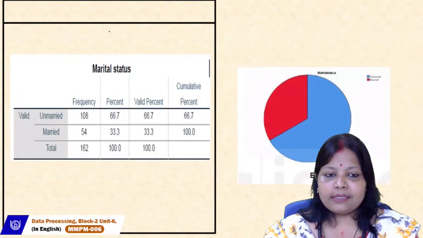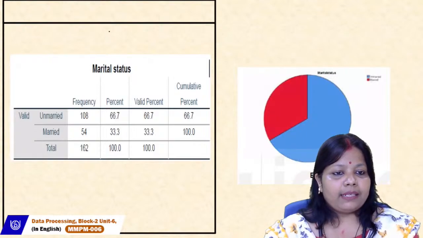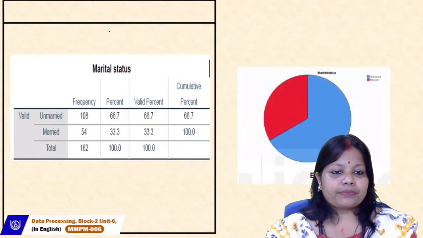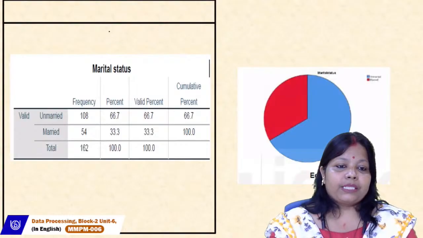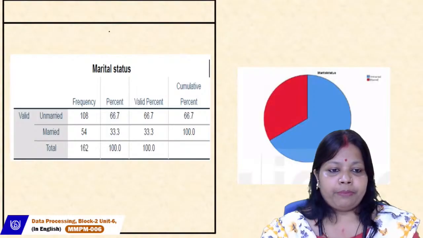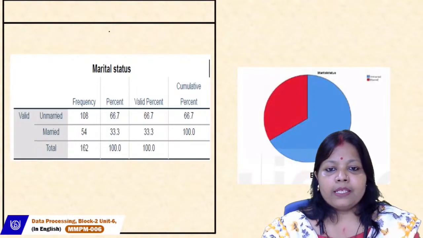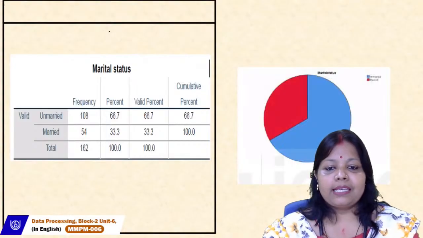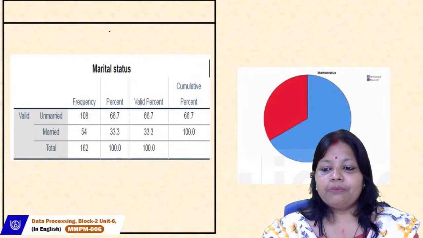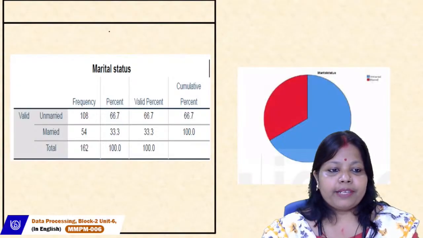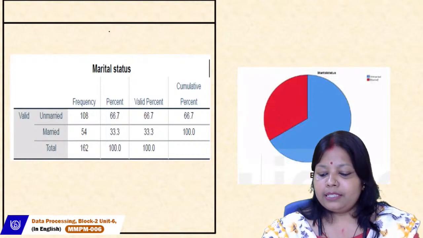Then marital status, it is the same, married and unmarried. So 108 persons are unmarried, and that percentage is 66.7, whereas 33.3 percent is for married. The number is 54. So I have calculated the percentage, cumulative percentage, as well as the graphical presentation. I have given red color for married, which is very less than the unmarried portion. It is blue color.